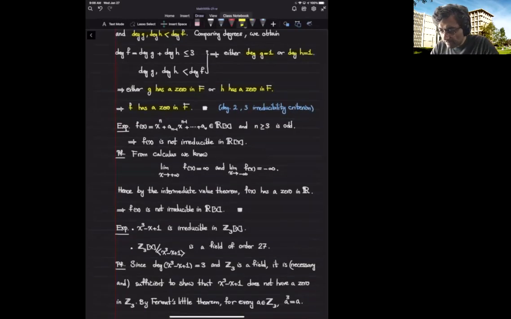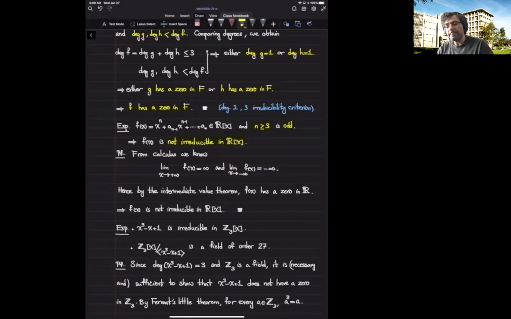Okay, let's see an application of this. Suppose I give you a polynomial with coefficients inside the real numbers, and I tell you that its degree is at least 3 and it is odd. So I'm giving you an odd degree polynomial, and the degree is at least 3. In that case, we want to show that this polynomial is not irreducible in R[x] with coefficients inside the real numbers.